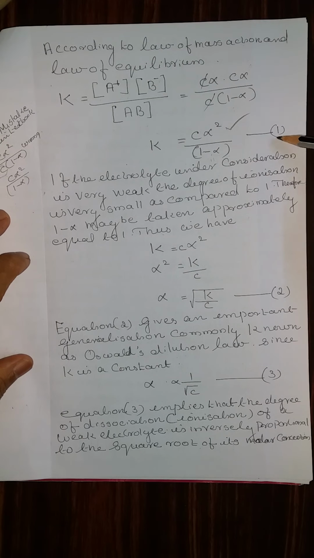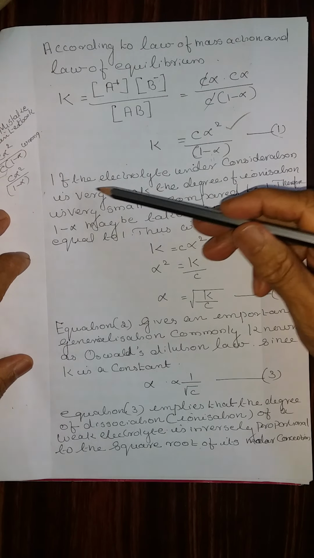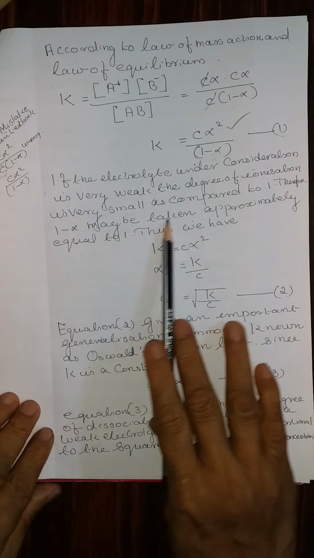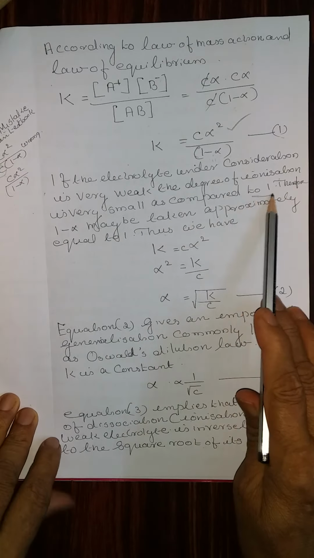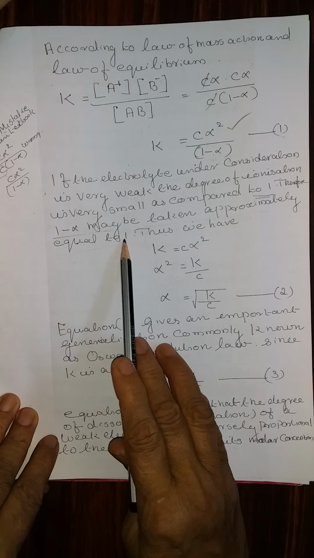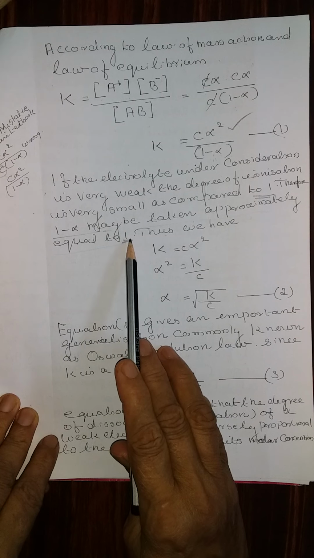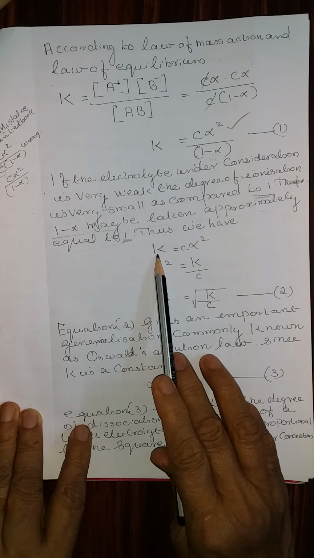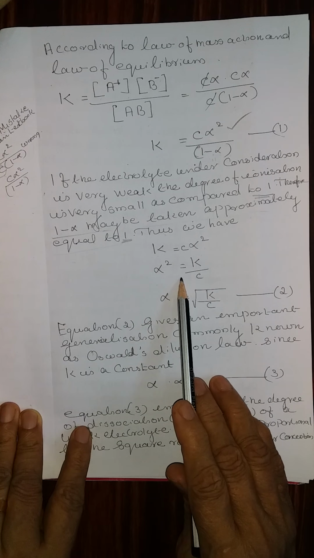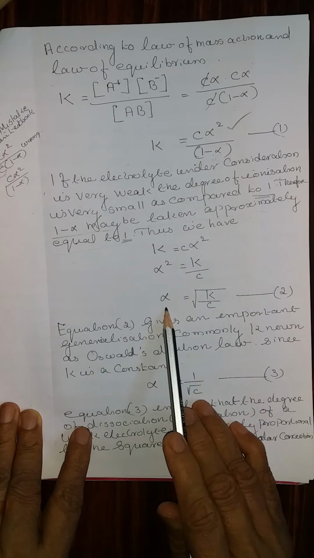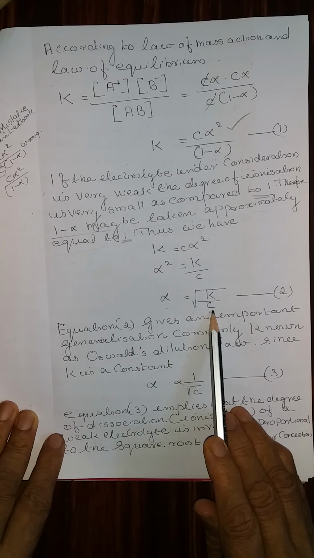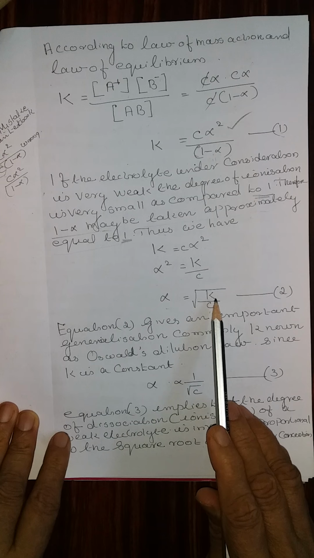Equation number 1. If the electrolyte under consideration is very weak and the degree of ionization is very small, then 1 minus alpha may be written as approximately equal to 1. We can neglect the value of alpha. Therefore, K is equal to C alpha squared, or alpha squared is equal to K by C, or alpha is equal to root of K by C, where C is the concentration and K is the equilibrium constant.